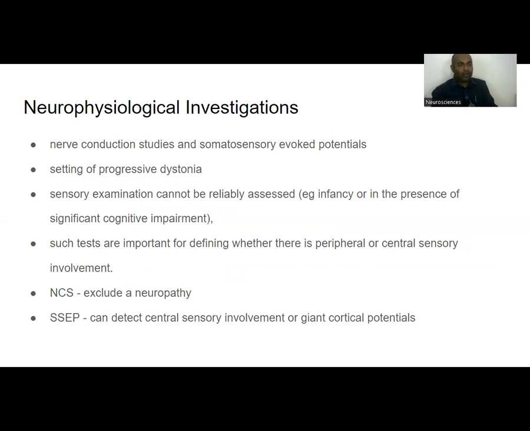What is the role of neurophysiological investigations, nerve conduction studies, somatosensory evoked potentials? They can be used in progressive dystonias. Sensory examination may not be reliable. To exclude a neuropathy, we can use nerve conduction studies, evoked potentials to detect central sensory involvement, or sometimes even giant cortical potentials. We can use SSEPs.